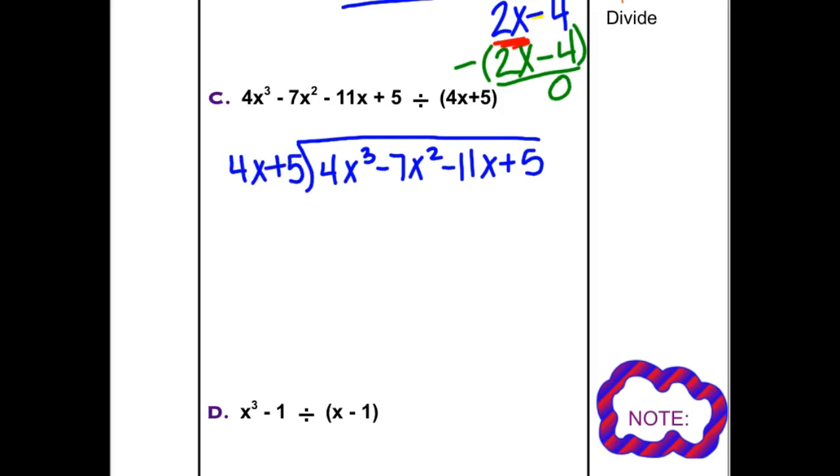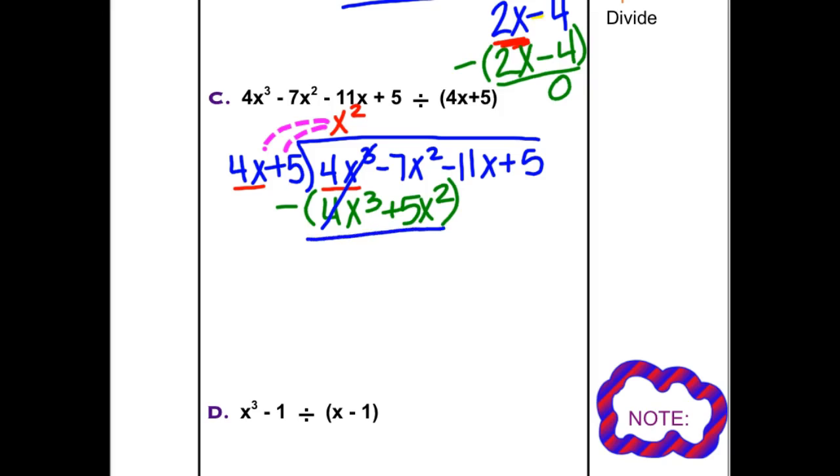So what do I have to do to 4x to make 4x cubed? Well, I have to multiply by x squared. I distribute that through, and I get 4x cubed plus 5x squared. So then, parentheses around it, subtract, and 4x cubed minus 4x cubed cancels. Negative 7x squared minus 5x squared is negative 12x squared. And then I drop down the minus 11x.